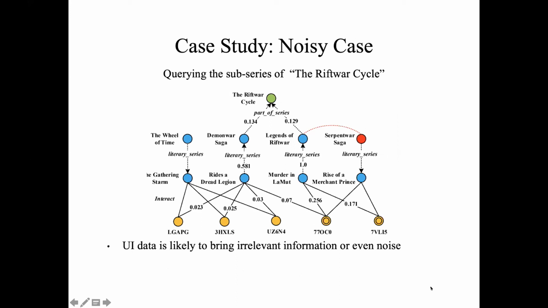Here, we come to a case study of the noisy case. This example shows we try to find the literary series of the Rift War cycle. Starting from the target entity, the Rift War cycle, we can identify 128 related users in total with the breadth first search extension based on the interaction augmented large graph.